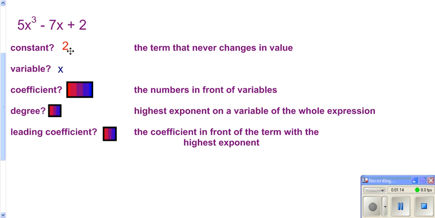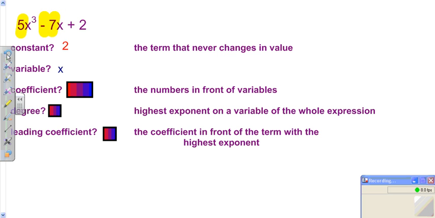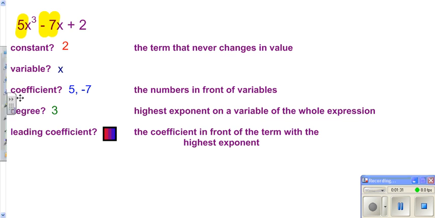Your coefficients are the numbers in front of your variables, so your coefficients are your 5 and your -7. Our degree is our highest exponent. Your leading coefficient is the coefficient, the number in front of your term with the highest power. This is an x to the first, that's an x cubed, so your leading coefficient is 5.